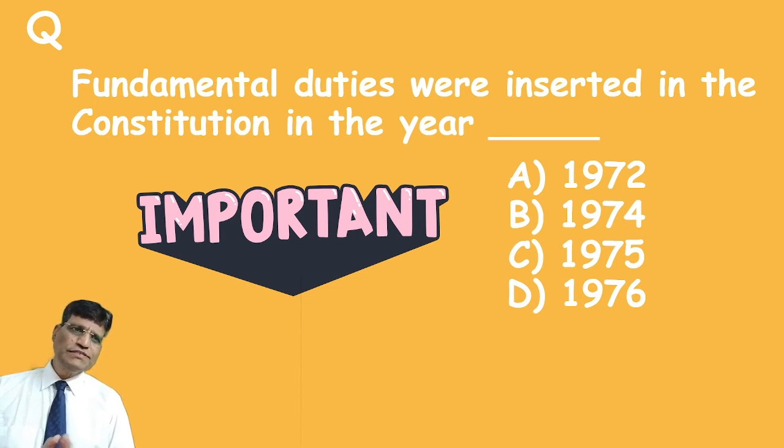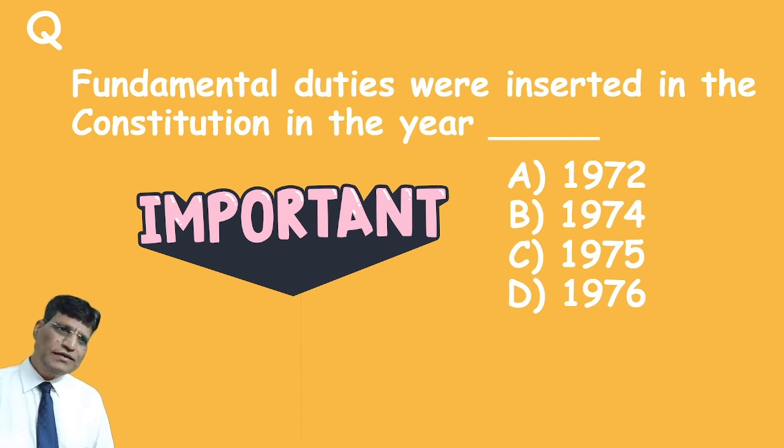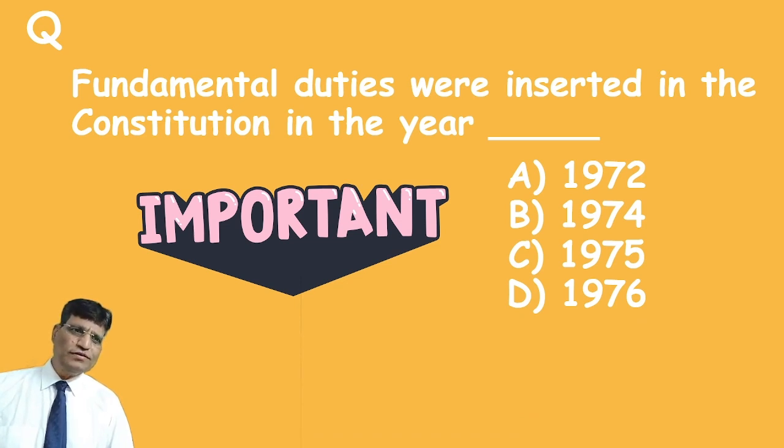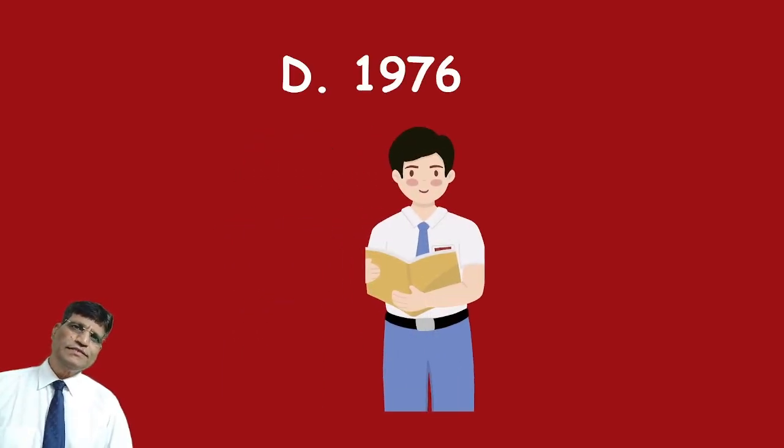Fundamental duties were inserted in the Constitution in the year. The options are 1972, 1974, 1975, or 1976. So far, it is in the year 1976.